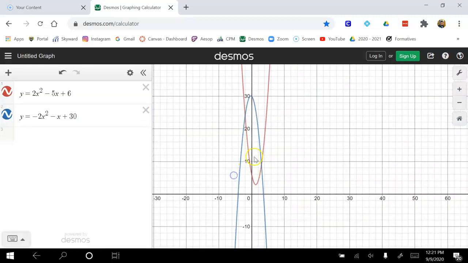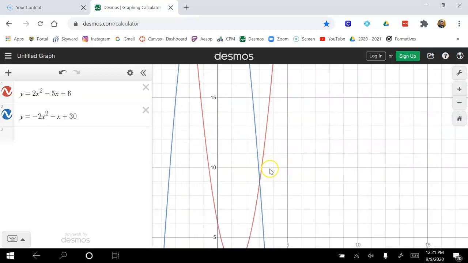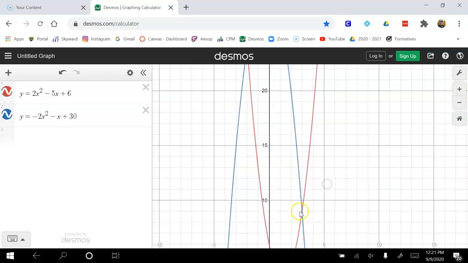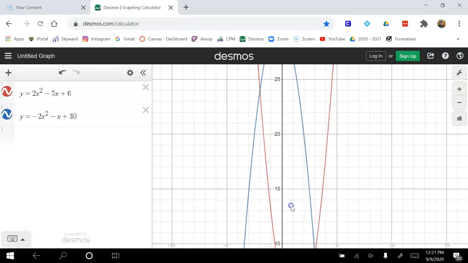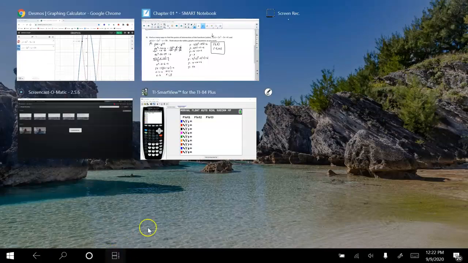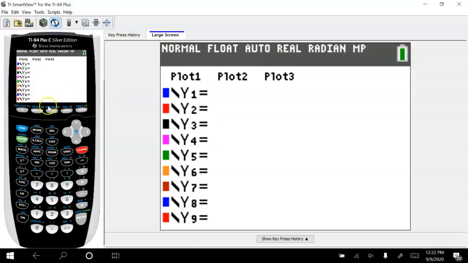And when we do that, we can actually see where these two graphs intersect. So we can see the point of intersection. There's one at 3, 9. And the other point of intersection is right there at negative 2, 24. You can see it's on both equations at the same time. That's using Desmos.